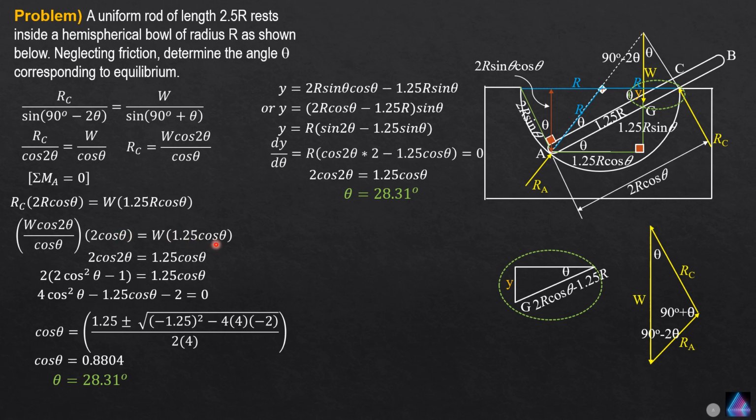So simplifying, we can cancel W. We can cancel cosine theta from the left side of the equation. So the left side of the equation reduces to 2 cosine 2 theta, and the right side reduces to 1.25 cosine theta. Actually, there's only one variable left here, which is theta.